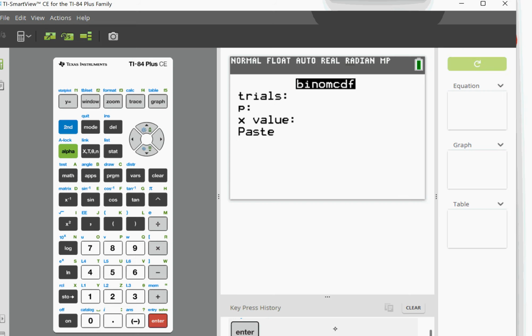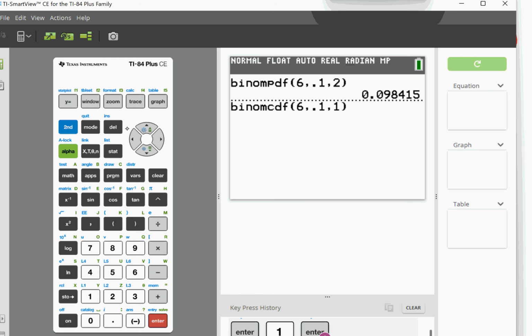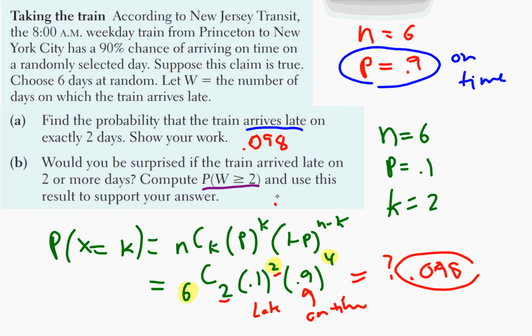So let's go in the calculator here. So we're going to have 6, 0.1, and 1. We're going to hit paste. There it is. The only thing I need is a 1 minus. So I'm going to put that in front. I'm going to insert that 1 minus. There we are. And if I hit enter, that's the probability that 2 or more trains are late. Okay, so 0.114 is the answer to the second question.